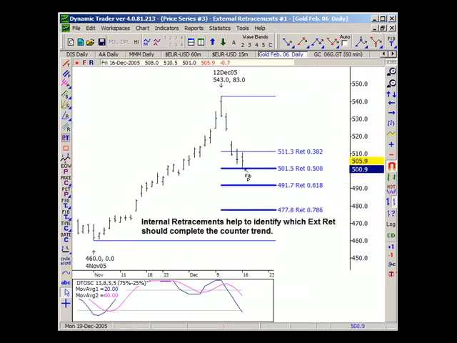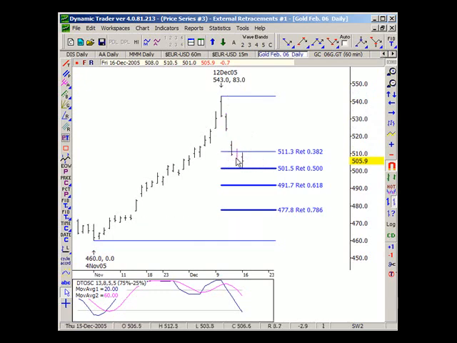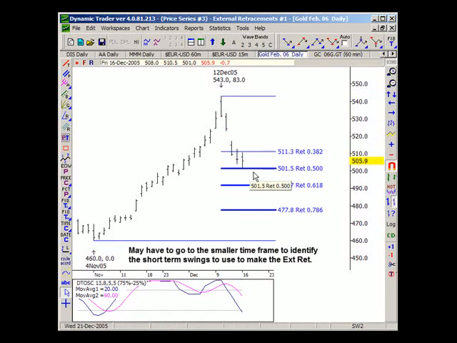As of the last bar on this chart, it's tagged the 50% retracement. Well, there's no swings on the daily data that are obvious to make an external retracement from since this high. So we're going to have to go down to a smaller time frame like the 60-minute data to see if there's some swings in here we can make some external retracements from to help identify the end of the correction. So is it likely to complete this corrective low at the 50% retracement?